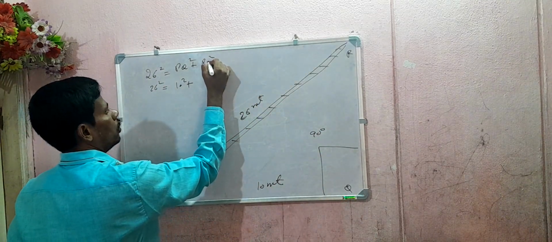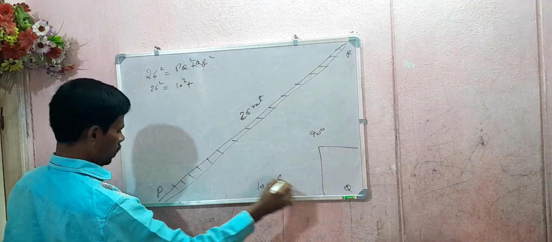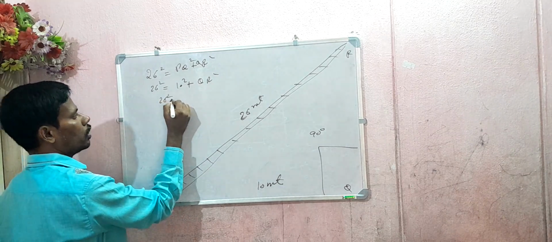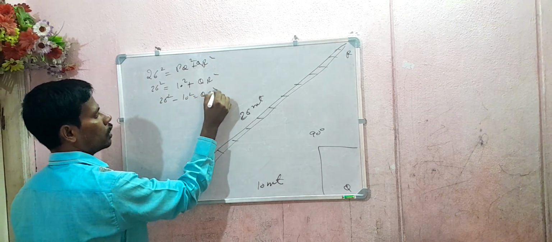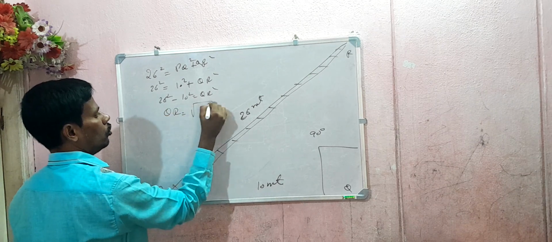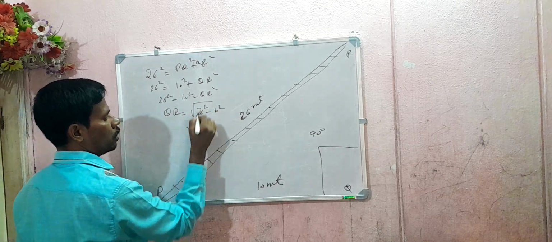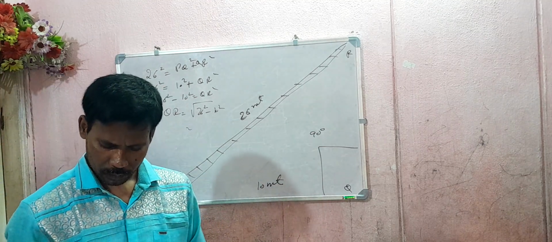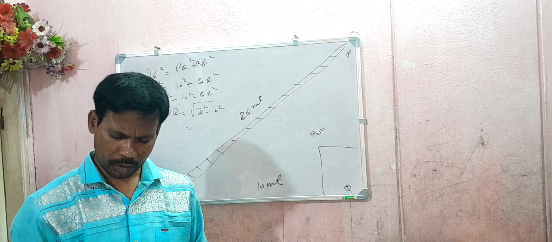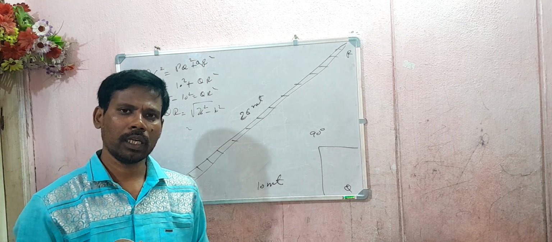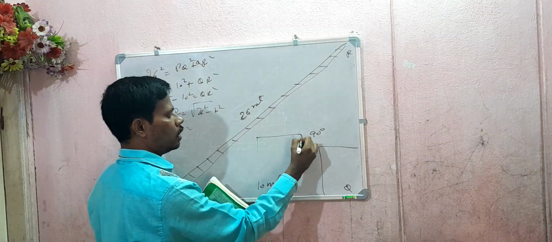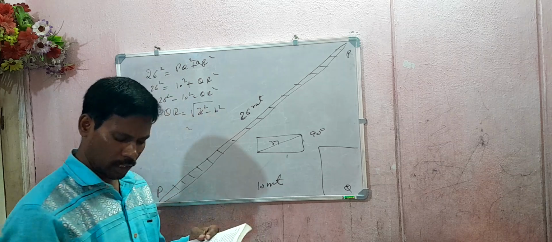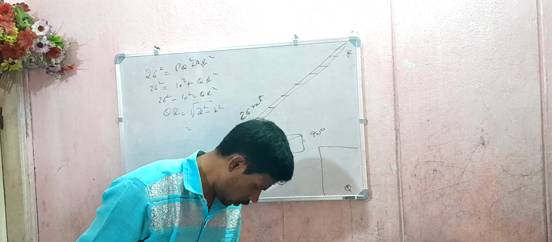So 26 square is equal to 10 square plus QR square. So 26 square minus 10 square is equal to QR square. So QR is equal to the square root of 26 square minus 10 square. You simplify this, you will get the answer. That's it. Like this you can do so many problems, but the concept is the same. They will give a rectangle, they will give this length and this one, and they will ask you to find out. The concept is the same. So please try to do more problems based on this.